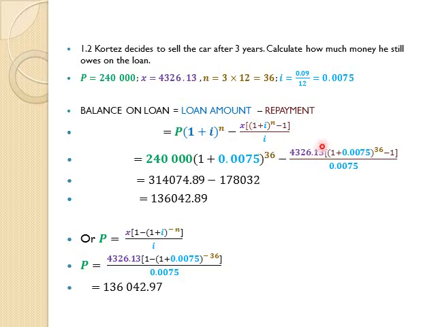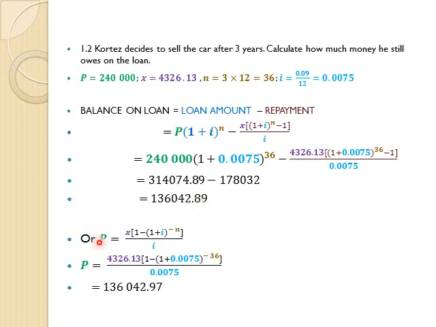She's paid 4,326.13 times [(1 + 0.0075)^36 minus 1] divided by 0.0075. We punch that in: 314,074 rand minus the 178,032 gives us what she still owes, 136,042 rand after 3 years on the Mini Cooper.